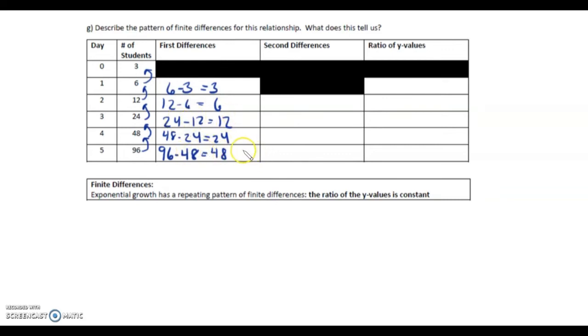Okay, doesn't really seem like we're getting anywhere. Let's try second differences. Okay, so we know that it's not a line. 48 minus 24. We get 24. 24 minus 12. We get 12. 12 minus 6, we get 6, and then 6 minus 3, we get 3. Okay, so obviously it's not a line, and obviously it's not a quadratic. So we have something different for exponential functions.